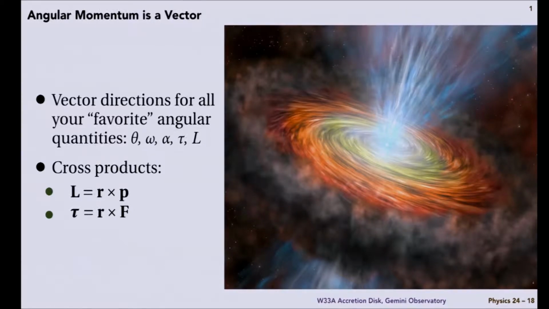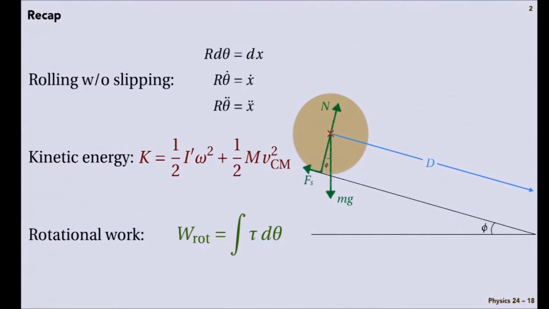But let me start by recapping what we saw last time. So we were worrying about things that roll without slipping. And if it's a perfectly round object, and there's no slipping, that means that the distance around the circumference of the round object must be equal to the distance traveled or the point of contact on the flat surface, and that leads to this kind of an expression.